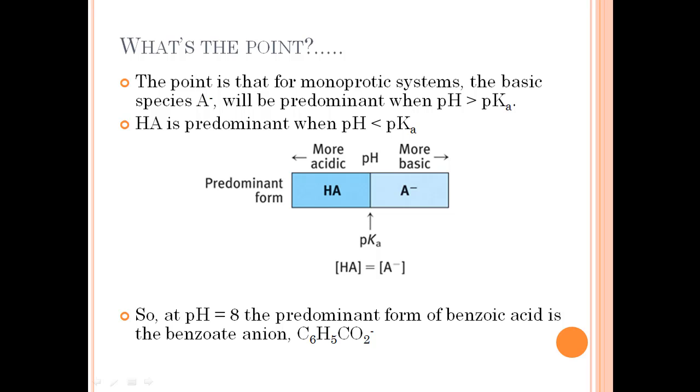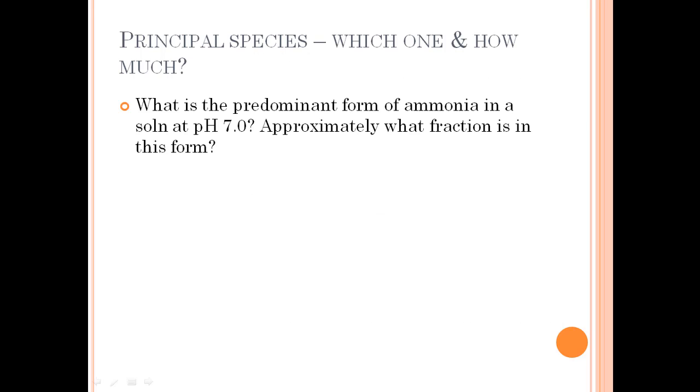So this little graph here is useful for you when you're trying to figure out what's the principal species in a certain solution at a certain pH. Let's try one. Principal species, which one and how much? What is the predominant form of ammonia in a solution at pH 7.0? So the first thing you have to do is go to the back of the book and look up ammonia. And of course it would be in the form of ammonium ion. Then you'll see that the pKa is 9.24.